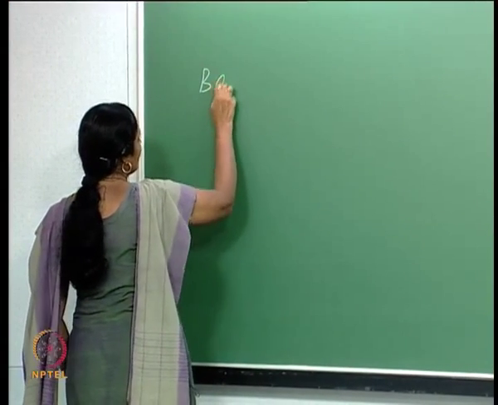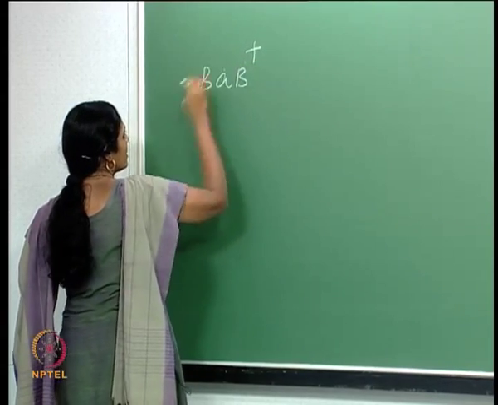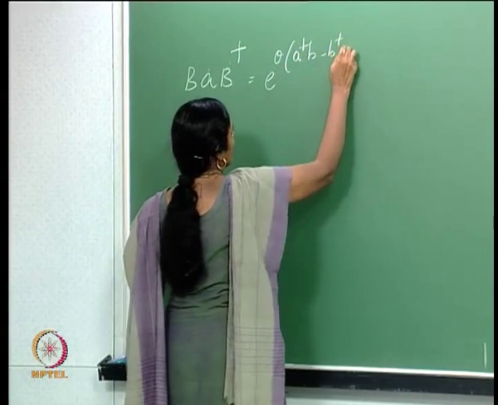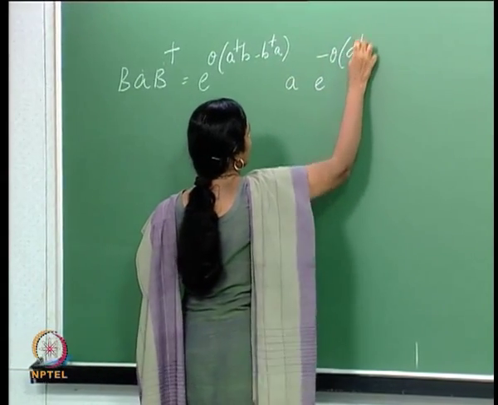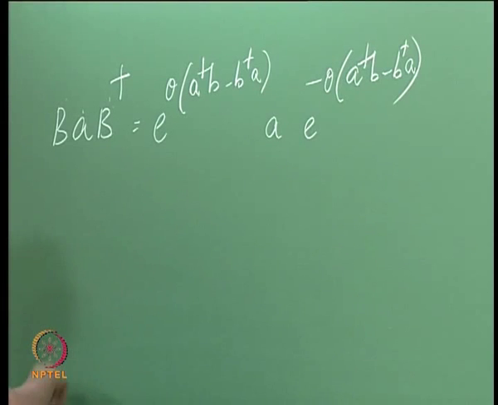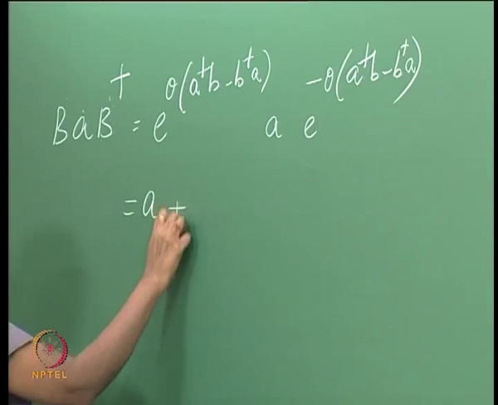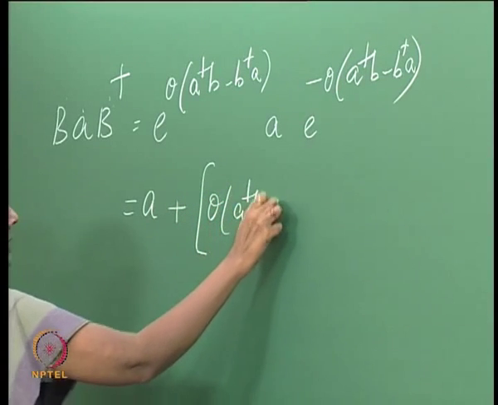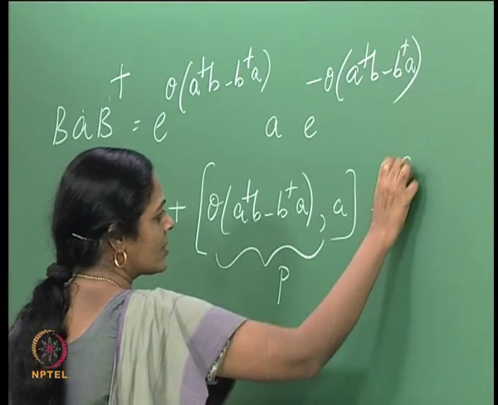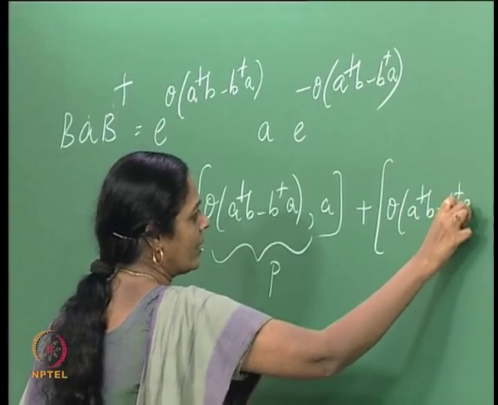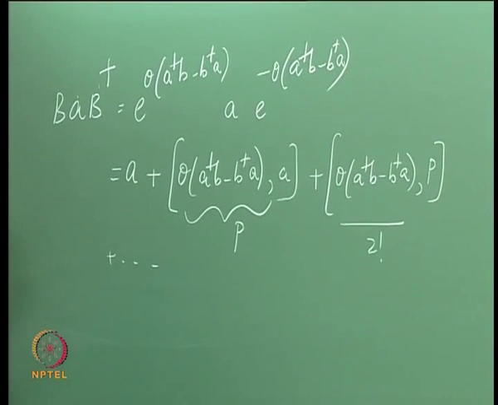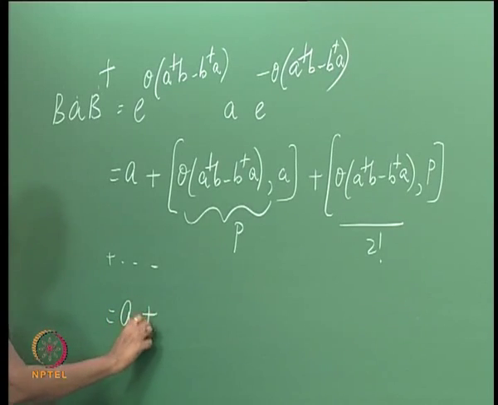So, now I wish to find out B A B dagger. I have deliberately avoided putting these overhead caps on top of B, A and B dagger. So, we need to compute this. Of course, I will use the Baker-Campbell-Hausdorff formula and this would just be A plus commutator of theta times A dagger B minus B dagger A with A. And suppose I call this commutator P, plus theta times A dagger B minus B dagger A with P by 2 factorial, plus so on.